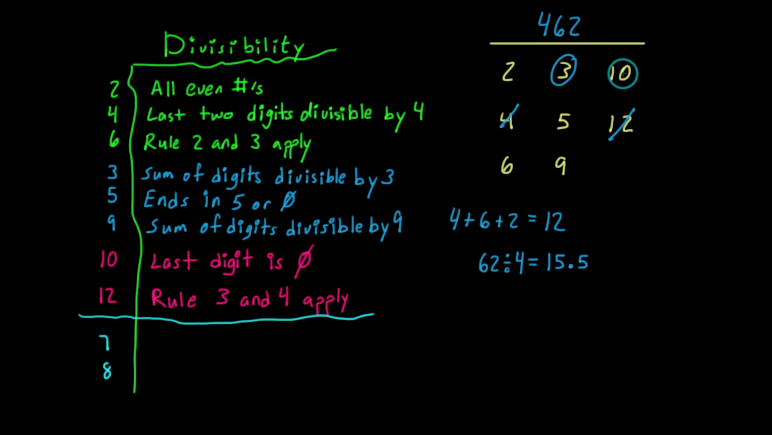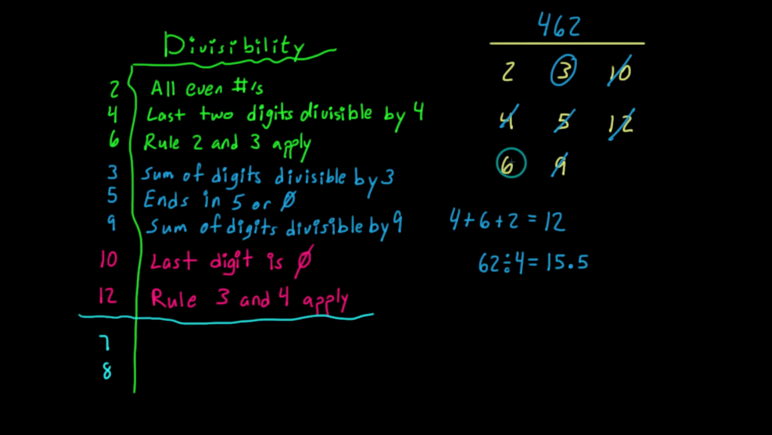Let's move to the rule of 10. Does 462 end in a 0? No, so I can cross off the rule of 10. The rule of 9 says the sum of the digits is divisible by 9. Well, 12, the sum of these digits, is not divisible by 9. Therefore, the rule of 9 doesn't work. The rule of 5 says the number has to end in a 5 or a 0. 462 does not end in 5 or 0, so the rule of 5 doesn't work.